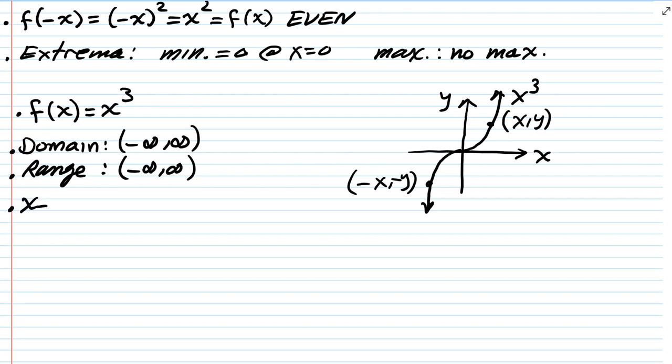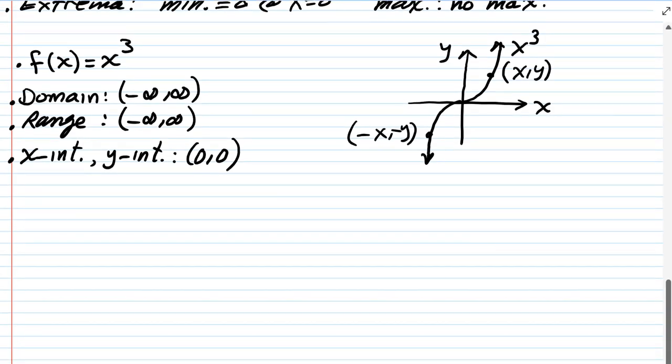The x-intercept and y-intercept again are 0, 0, because everything we're looking at is in its most basic form. That's why. Later this will change for us. They're going to be off center, off center of the number line, I mean, off 0, 0.